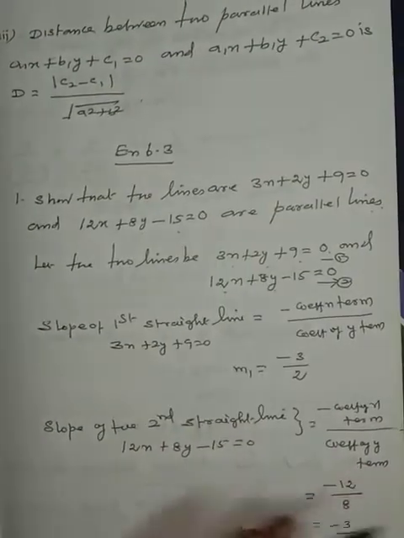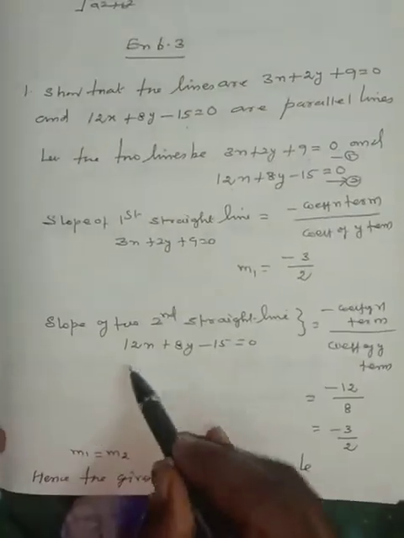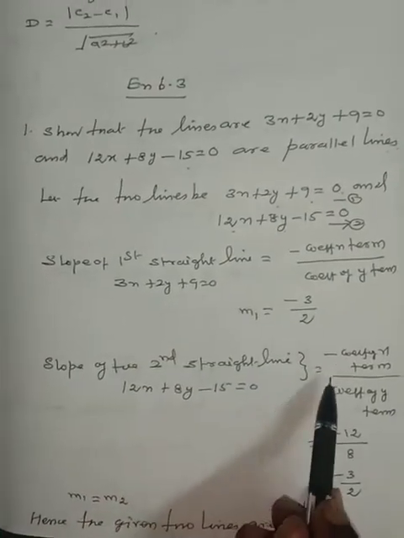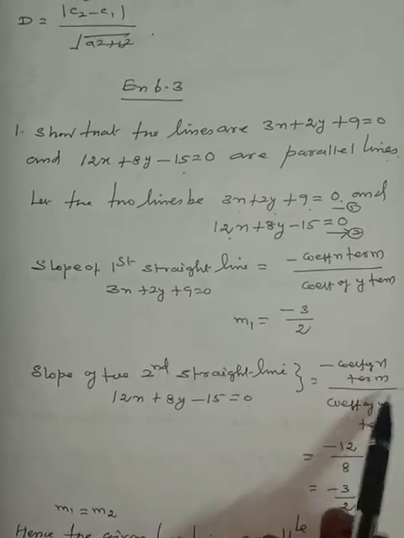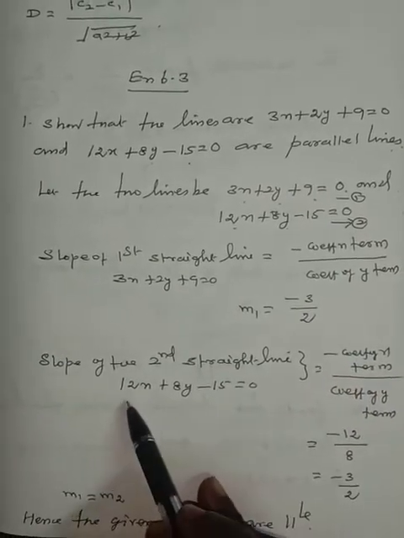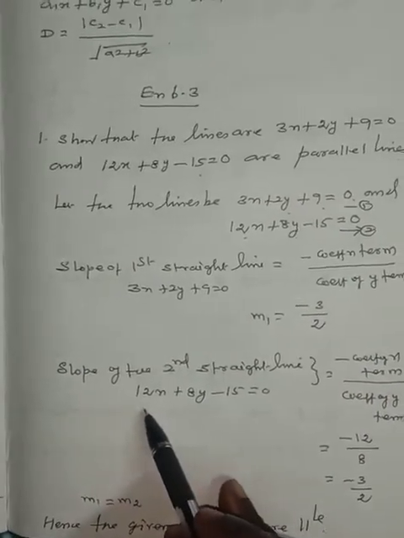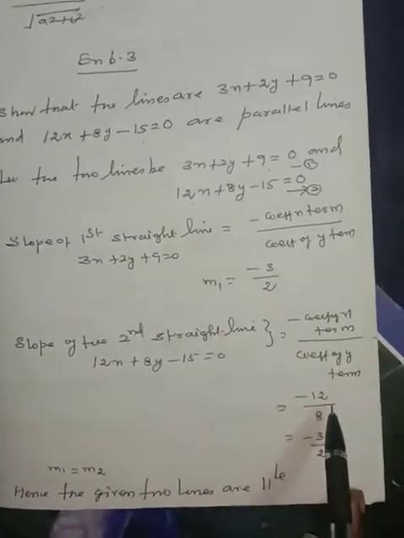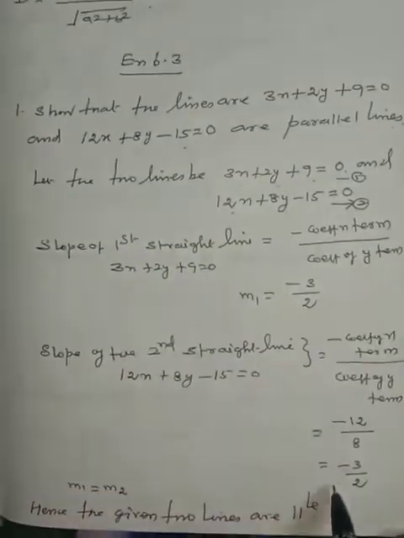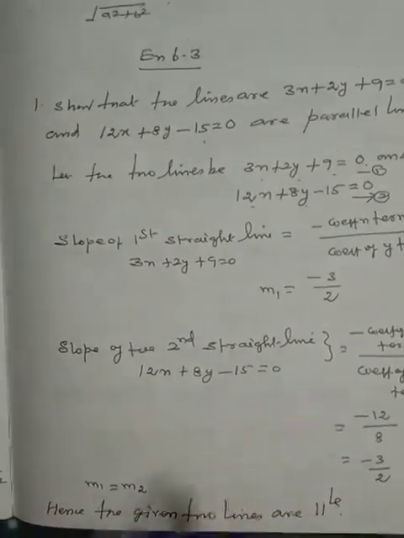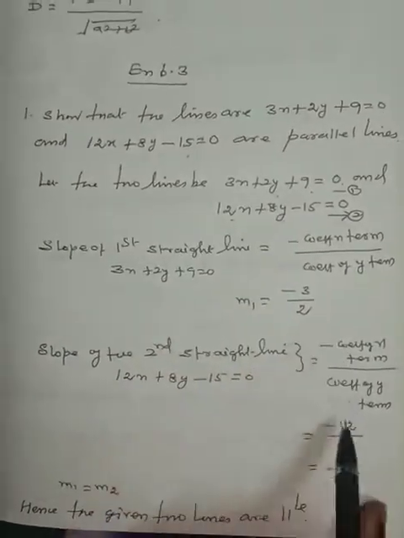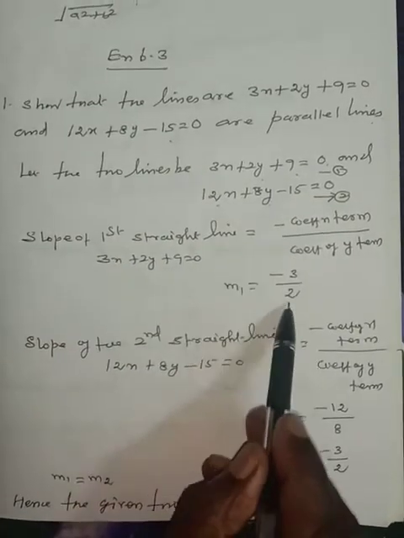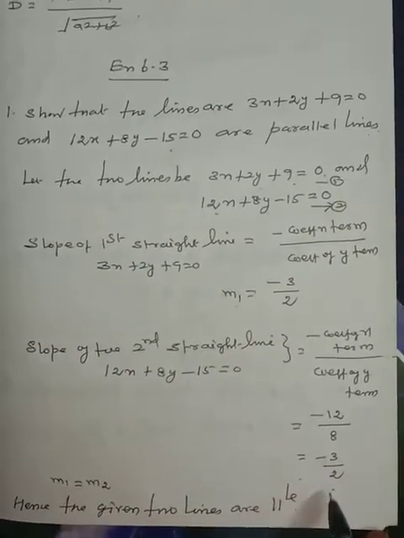Next, the slope of the second straight line, 12x plus 8y minus 15 equals 0. The same formula: minus coefficient of x term divided by coefficient of y term. Coefficient of x term is 12, so minus 12 divided by coefficient of y term, 8. So minus 12 divided by 8 is minus 3 by 2. In this case, slope m1 is equal to slope m2. The slope of the first straight line is equal to the slope of the second straight line.